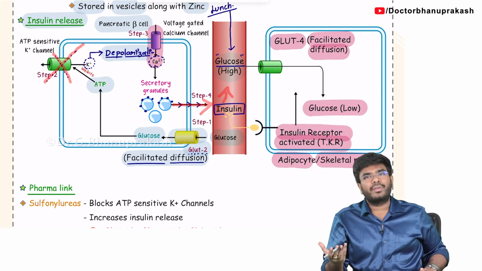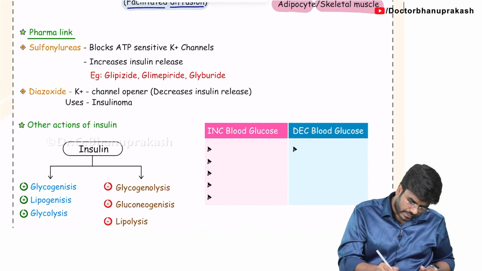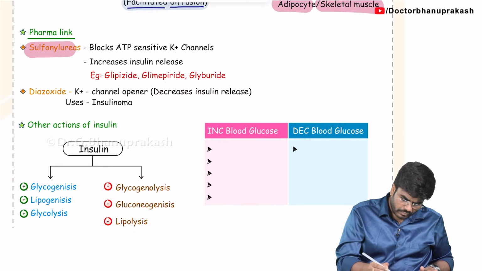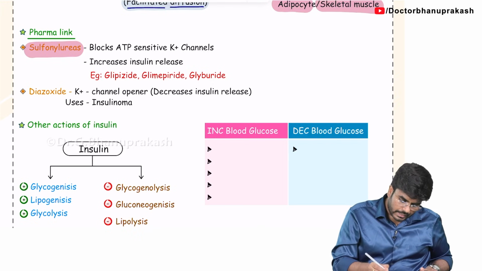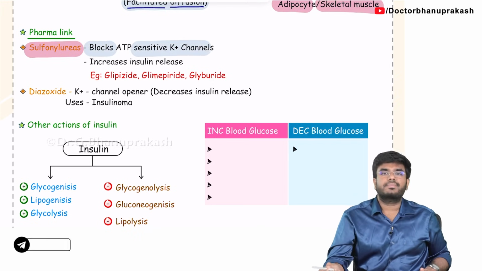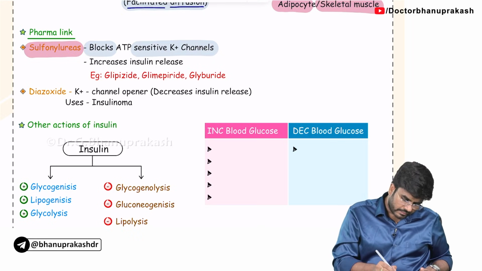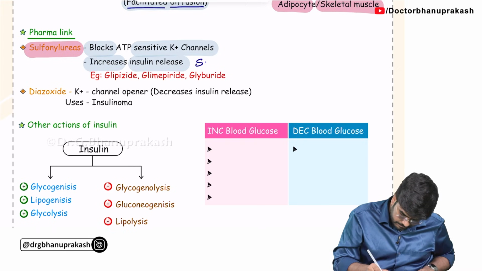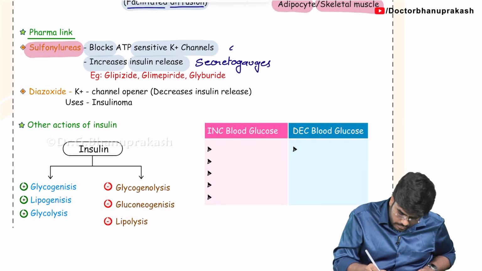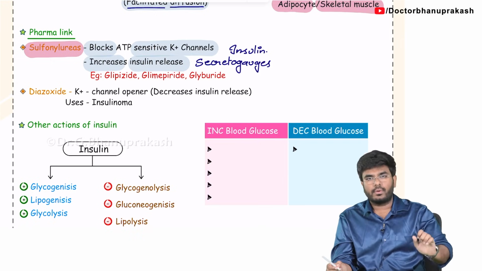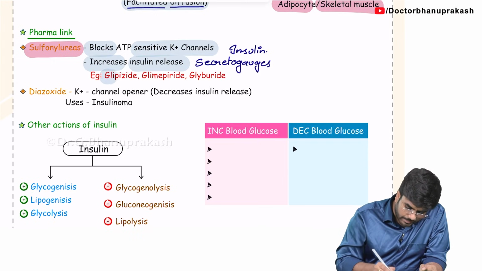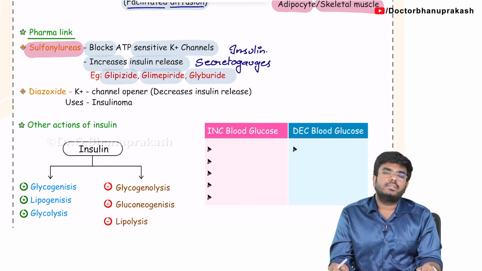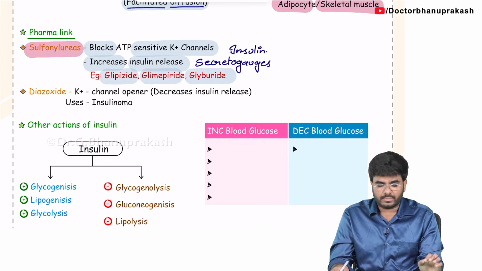So insulin helps in the treatment of diabetes. There is a group of drugs called sulfonylureas. What will the sulfonylureas do? They are ATP sensitive potassium channel blockers. They will increase the insulin release, so they are called insulin secretagogues, meaning they increase the release of insulin. What are the examples of those drugs? Glipizide, glyburide, glimepiride, gliclazide. These are all sulfonylureas, which are potassium channel blockers.